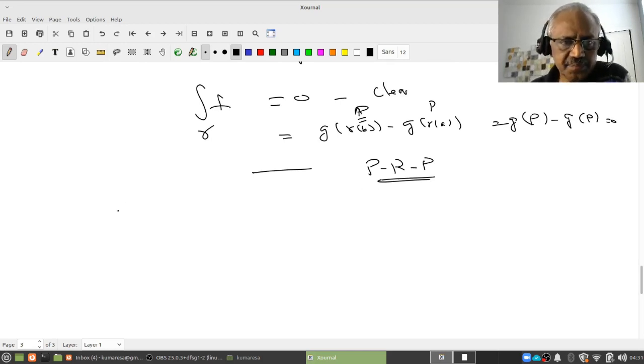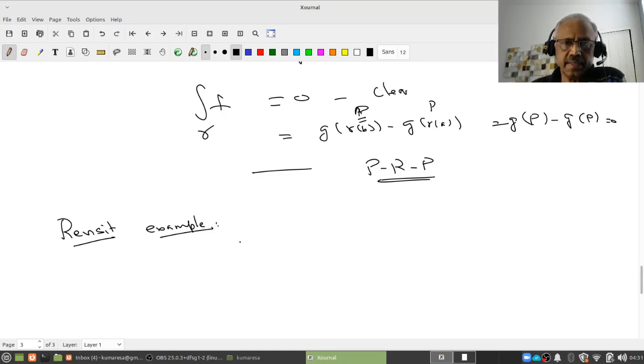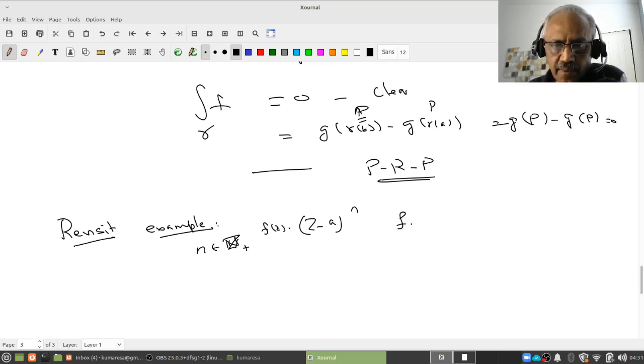It should be clear. Now let's revisit some example. Let's look at (z minus a) to the power n, when n is a natural number, or n in Z plus. Then this has a primitive. Call this f. This is defined on all of U, where U equals C.